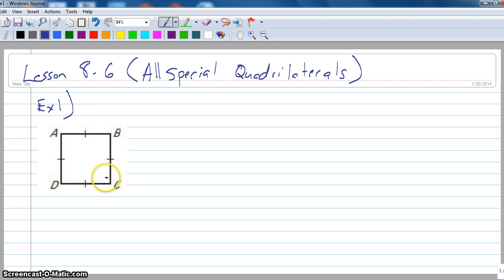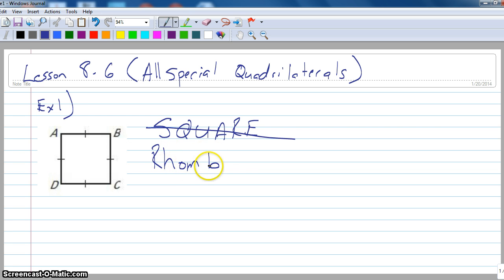Example 1. What shape is that? I know what you're gonna say. You're gonna say square. And I'm gonna say negative, because it can also be a rhombus, because it's 4 sides congruent. We don't know what shape this is. It looks like a square, but the problem is it has all 4 sides congruent, which is a rhombus. It can't be a square because it doesn't have 90 degrees. It has to have 90 degrees for it to be a square.